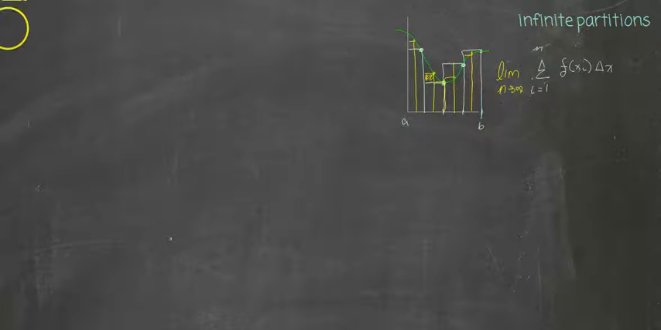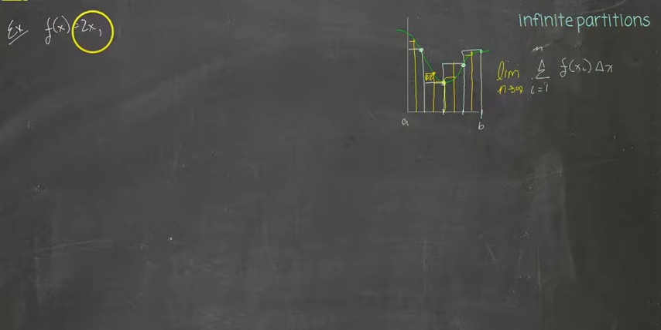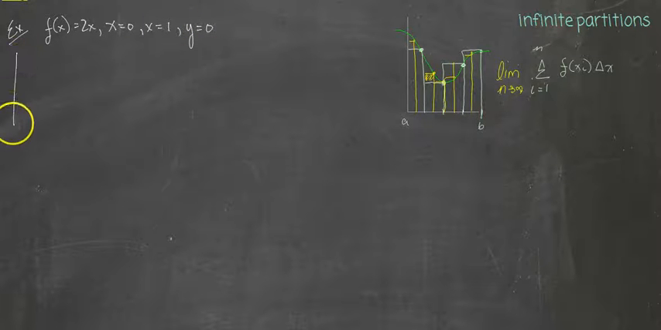So we want to find the area under the curve f of x equals 2x, bounded on the x-axis by x equals 0 and x equals 1, and we want to keep it above the x-axis, so y equals 0. That means we're looking for the area that's bounded by the y-axis at x equals 0, and the x-axis on the interval from 0 to 1 and everything below the curve.